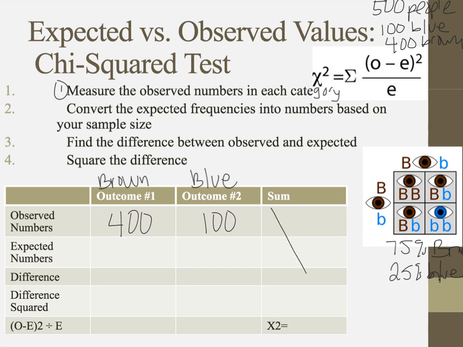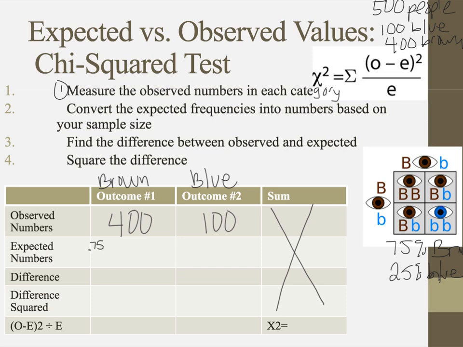I'm not going to worry about any of these sum columns. Okay, we'll do that at the end. The next row is for our expected numbers. And I know over here my expected percentages, but they have to be in numbers. So to find these, I'm going to take into account my expected percentages. So 75% is 0.75 as a decimal.